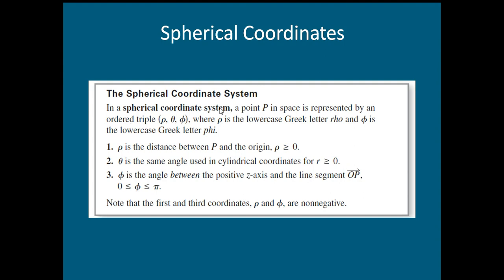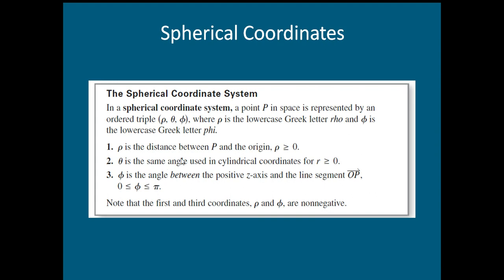In the spherical coordinate system, any point P in space is represented by an ordered triple, that is rho, theta and phi. I have a habit of saying sometimes rho, sometimes r, so please bear with me. Here rho is the lowercase Greek letter rho and phi is the lowercase Greek letter phi. Rho is the distance, or r is the distance. Why have I taken rho here? So that you understand that it is not a cylindrical coordinate, it is a spherical coordinate.